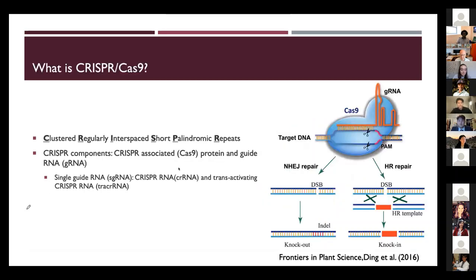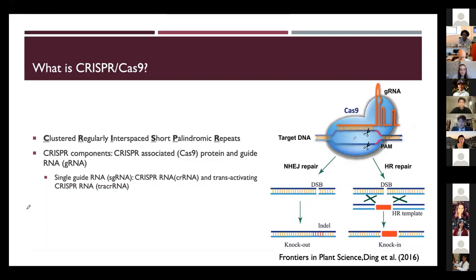So what is CRISPR-Cas9? CRISPR stands for Clustered Regularly Interspaced Short Palindromic Repeats, and it was discovered as a defense mechanism in bacteria to fight off invaders. So CRISPR has two components, the CRISPR-associated protein, or Cas9, which can be seen here in blue, and the guide RNA, which is here in orange. So the Cas9 protein is an RNA-guided endonuclease that will create double-stranded breaks upstream of the protospacer adjacent motif seen here. So if we look at the protospacer adjacent motif, right upstream is where the Cas9 will create these double-stranded breaks.